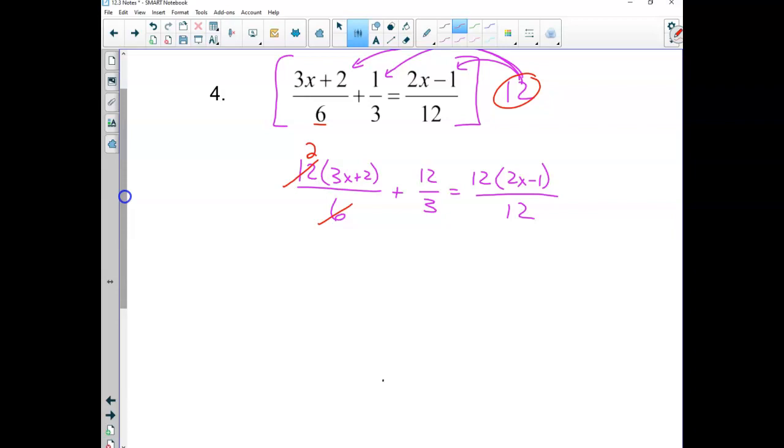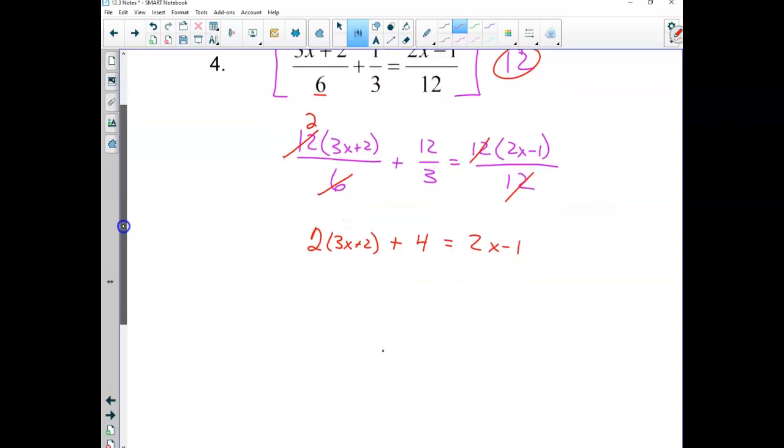So this whole thing is going to turn into 2 times 3x plus 2. Plus, if I reduce 12 over 3, that whole thing reduces to a 4 because the 3 reduces with the 12, so I'm really only distributing a 4 in that one, equals, and here the 12 kills that whole 12, so I just have a 2x minus 1. And again, no restrictions because I have no variables in the bottom.